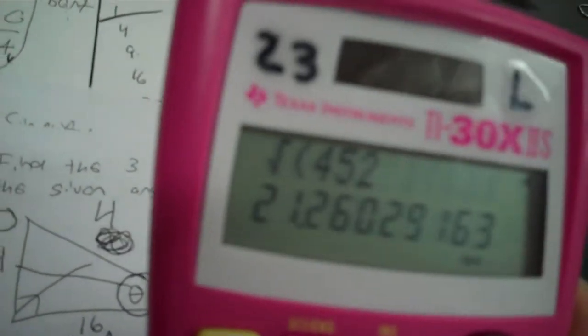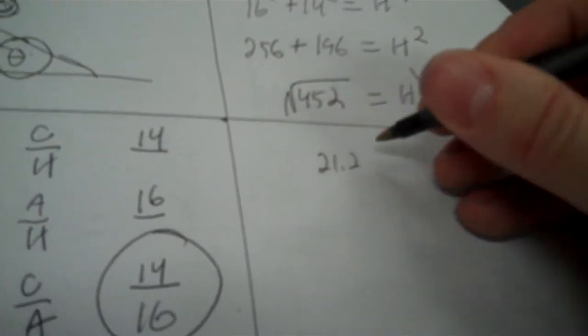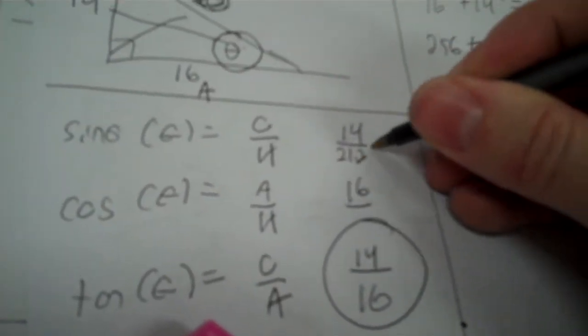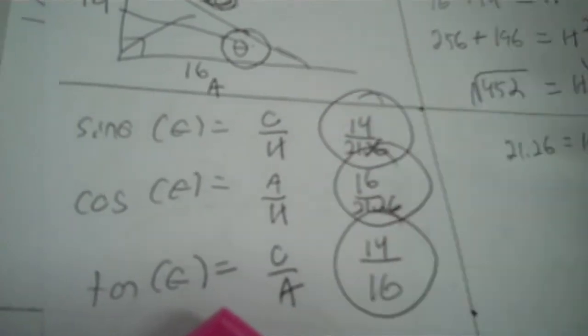Get rid of the second power and find the square root of 452. You can round on these. Okay, 21.26. So H is equal to 21.26. So just put that in for your H. That's your sine. And that's the cosine.